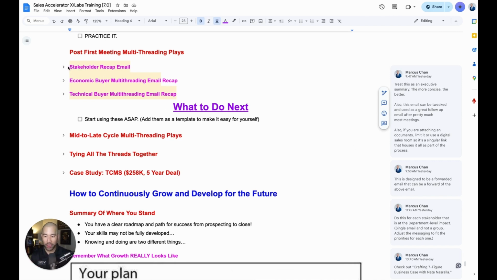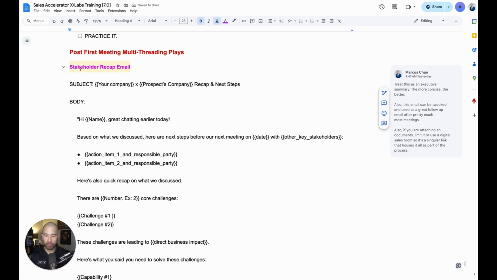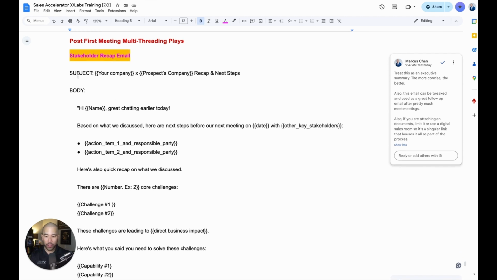So first up, the stakeholder recap email. Very simple. Like I mentioned in the prior section, this should be an email you send within 24 hours. You want to be top of mind. Here, it's very, very simple. You can see this is an example right here. The subject line is going to be your company and their company recap. You can change it if you like. This just makes it very easy and top of mind.